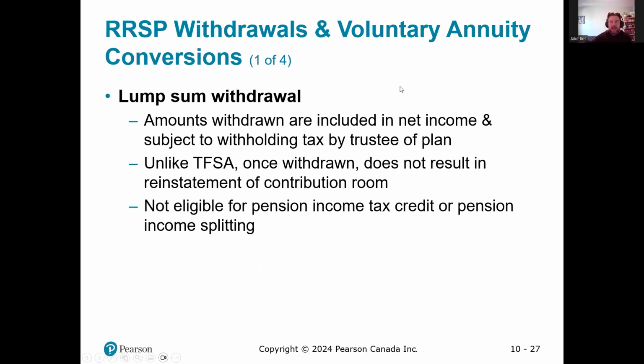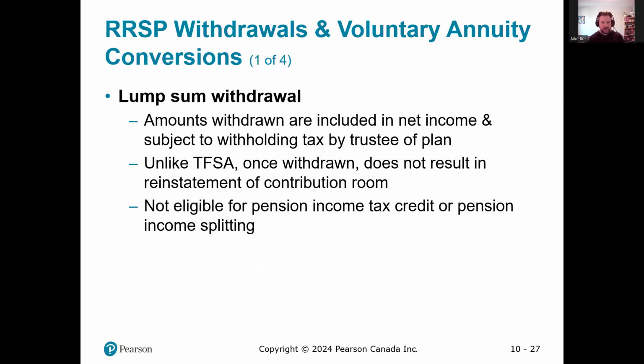So I always talk about taking money out and getting taxed. Well, how do I take money out? There's a few things we can do. For one, it's the lump sum withdrawal. A lump sum withdrawal is I just go to my bank and I say, hey, give me $10,000 for my RSP. They'll take the money, they'll deduct taxes and give you the difference.